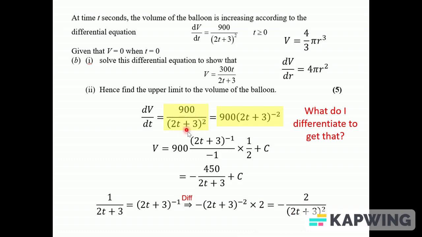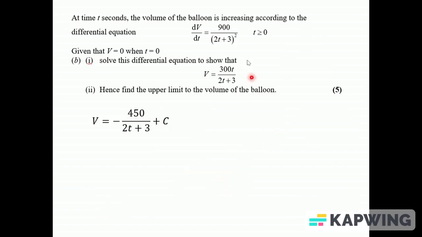But I want 900 over it, so I don't want the minus, and I want that 2 to be 900. So I need to multiply by minus 450, and I'll have to do the same over here. And when I multiply this by minus 450, I do get that. And then once in this form, I need to find out what the C is. So sub in t is 0, V is 0, and that gives me that C is 150.